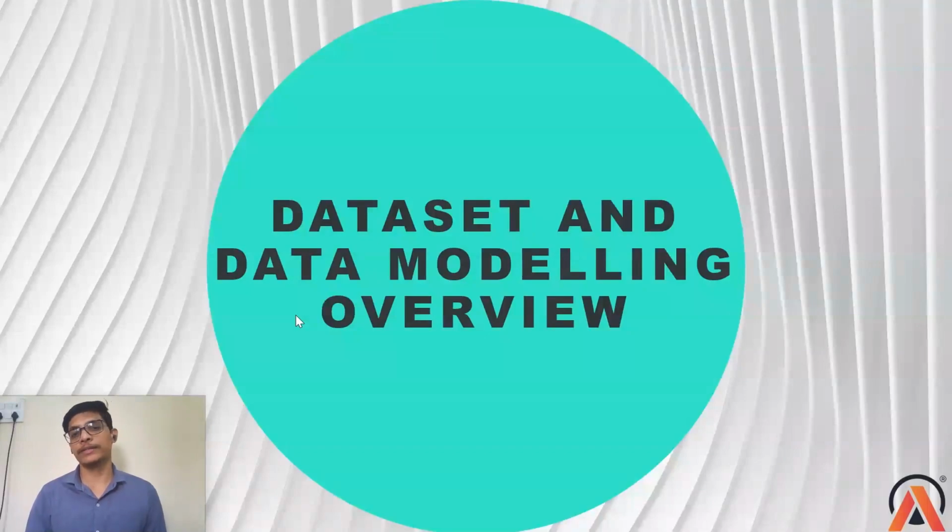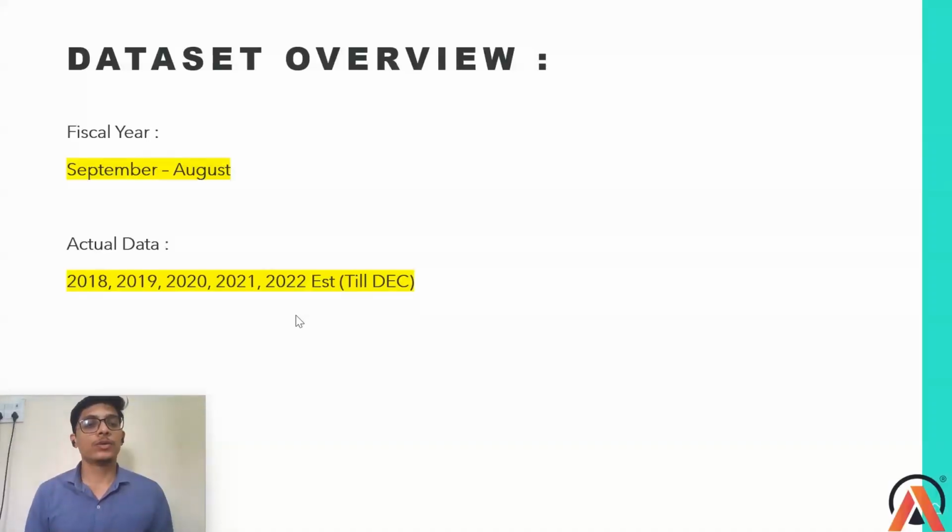Now we'll discuss the dataset and data modeling overview. The dataset which we have while creating the dashboard is from 2018 to 2022. For 2022 we have data till December. That's why we call it 22 estimate data, because the fiscal year for AtliQ Hardware starts from September to August. Each company has its own fiscal year. So AtliQ has September to August, and that's why for 2022 we have data till December. That means 4 months of data, and from January to August we'll forecast the data.